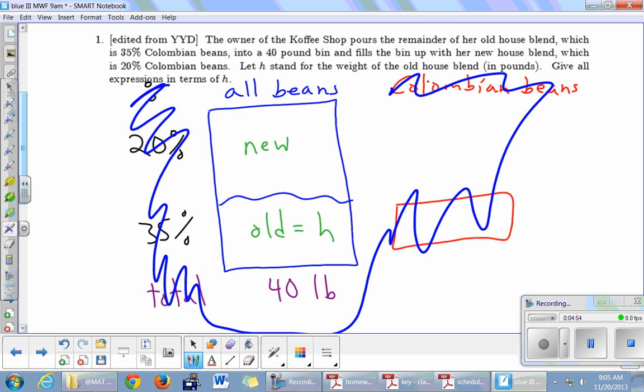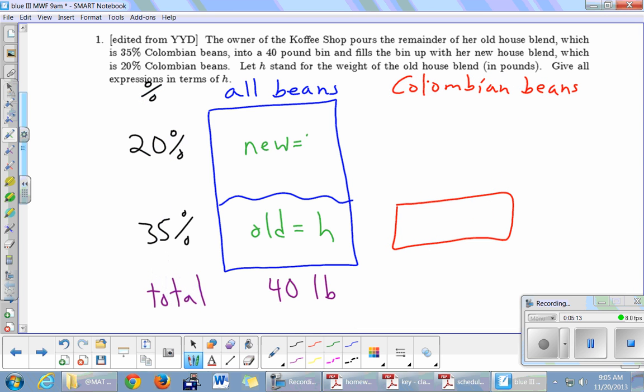H of the pounds in this bin are from the old house blend. The rest of them are the new house blend, and it's a total of 40 pounds of beans altogether. So what expression goes up there for the new? It's 40 minus H, right? The total is 40 pounds. Each of them are already accounted for. So this is 40 minus H right there.